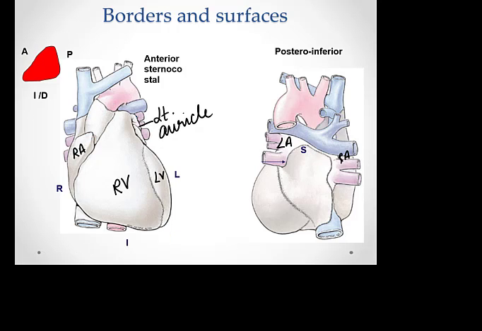And then the superior border, we can't see the superior border because it stretches across like this. So for that, we've got to turn the heart around. And here is where we see the superior border, which is formed, most of it, by the left atrium and a small part by the right atrium. Okay, most of it is formed by the left atrium and a small part by the right atrium.